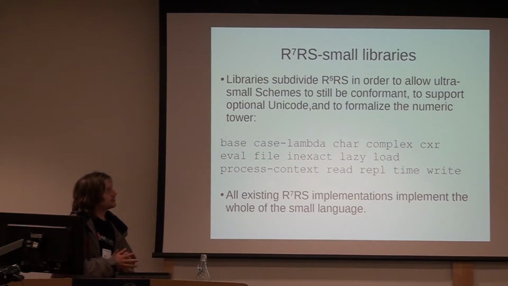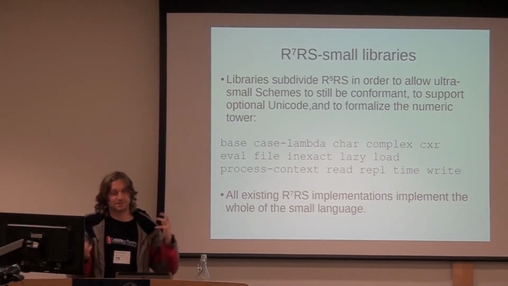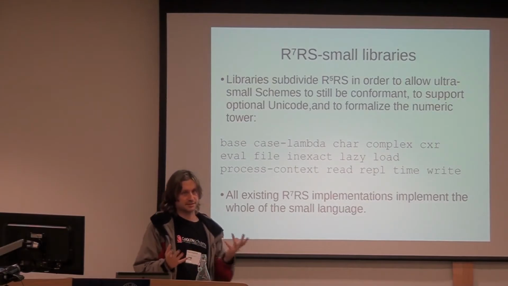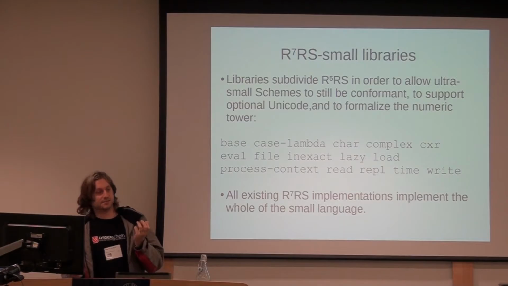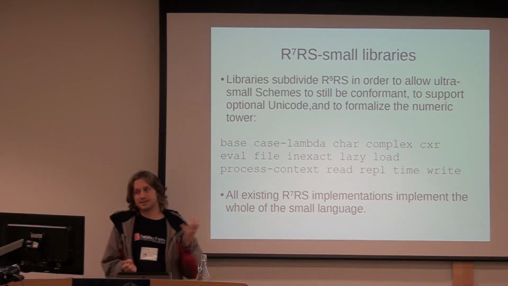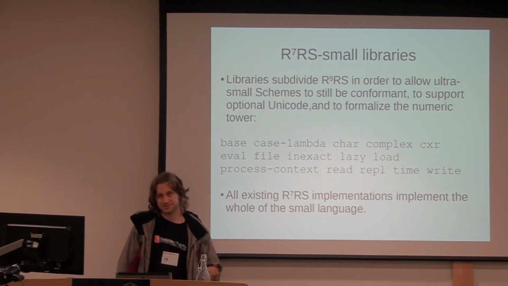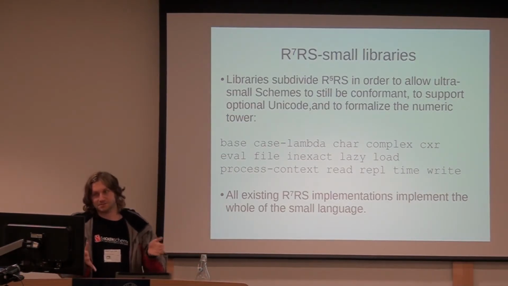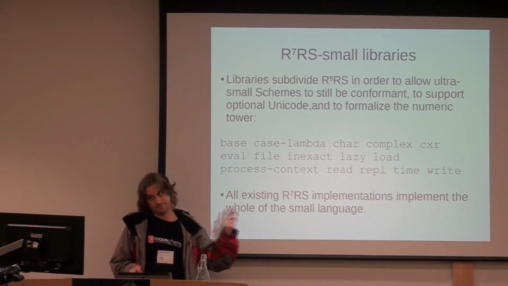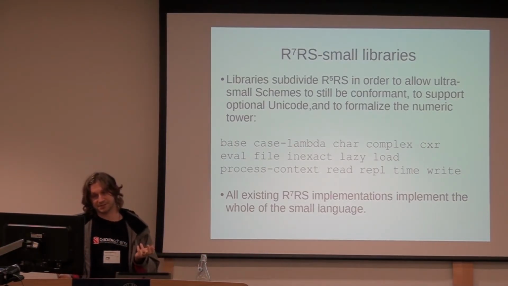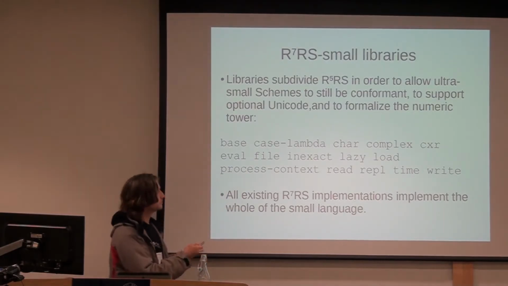So, in R7RS small, libraries. They subdivide R5RS, the core bindings that R5RS provides. We chop them into a number of standard libraries, and this meant that you could have an ultra-small Scheme that would say, I support R7RS small, but only these libraries. You could say, right, I'm missing out some of these features. So it's like a subset implementation. And so this meant we could pull out things like Unicode, for instance, and the formalized numeric tower, and so on. And this is the list of the R7RS small libraries.